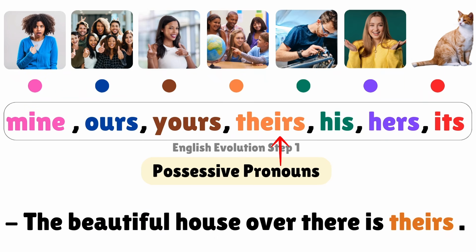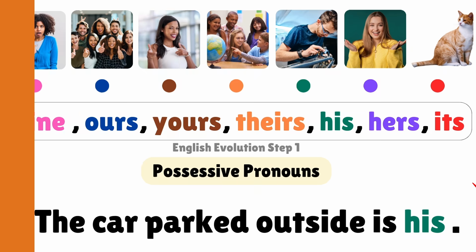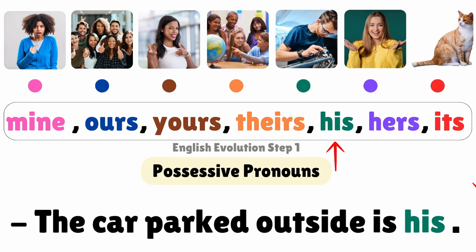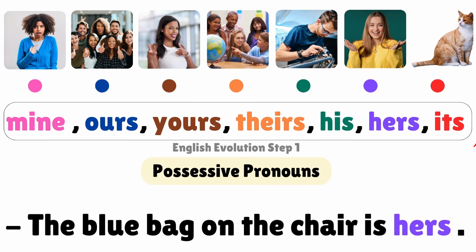Theirs. The beautiful house over there is theirs. His. The car parked outside is his. Hers. The blue bag on the chair is hers.